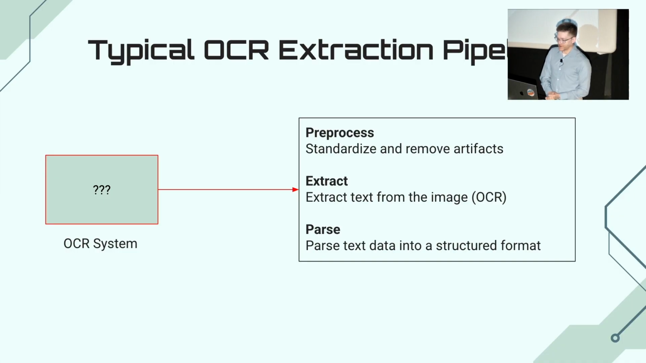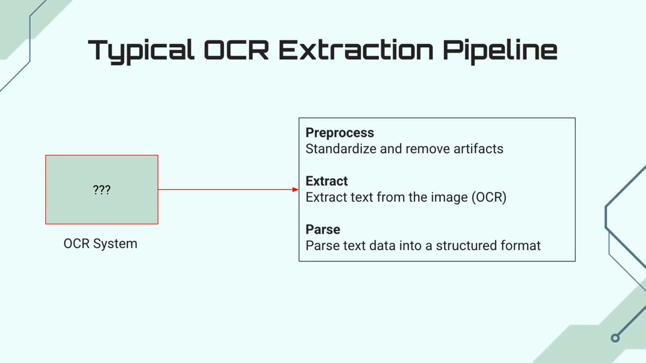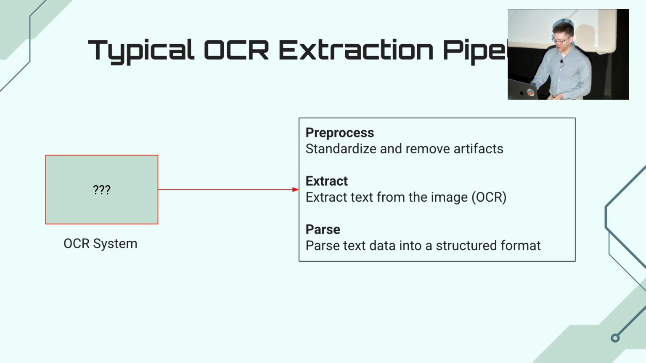So this is the typical extraction pipeline. If you've done any computer vision, you'll know the first step is usually pre-processing. So it's taking images, making sure that they are standard formats, possibly converting to black and white, removing artifacts, resizing, all that stuff happens. And then we have an extraction piece, which is extracting text from the image, which is the real OCR piece. And then the parse step is probably a step that gets overlooked, but it's probably the most important because that's where we actually take the text data and convert it to a structural format that we can actually use.